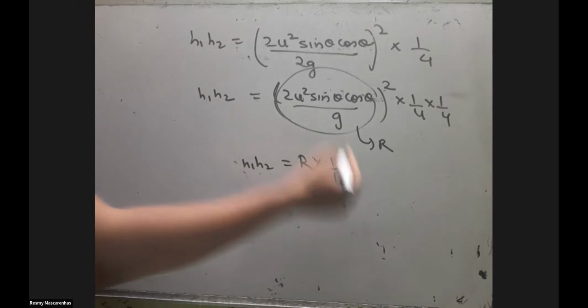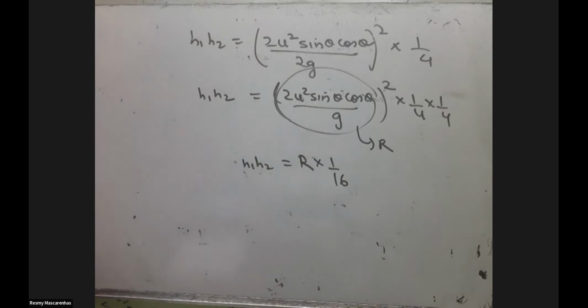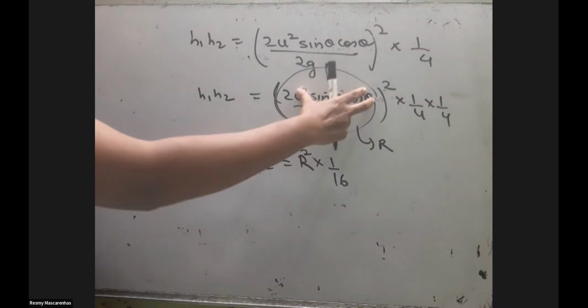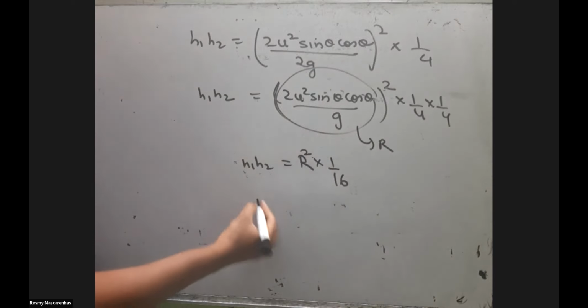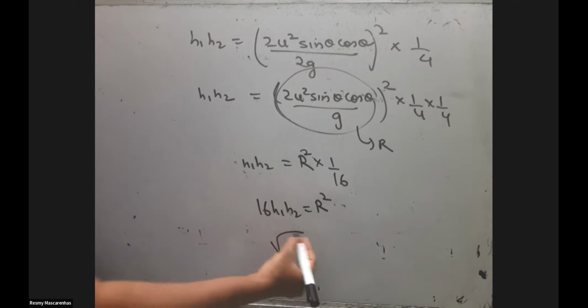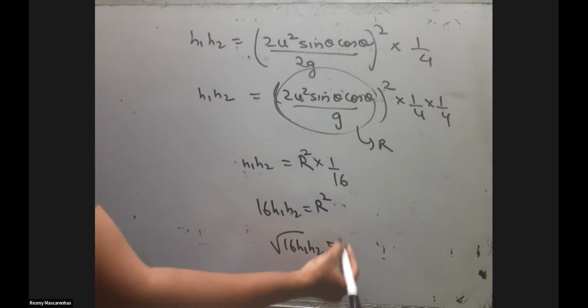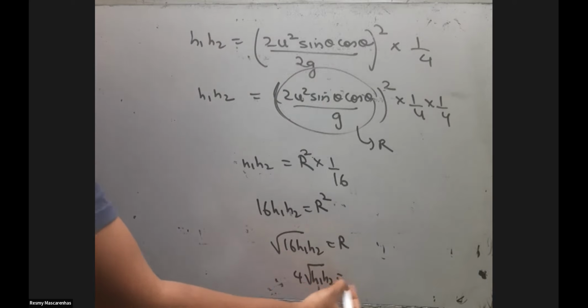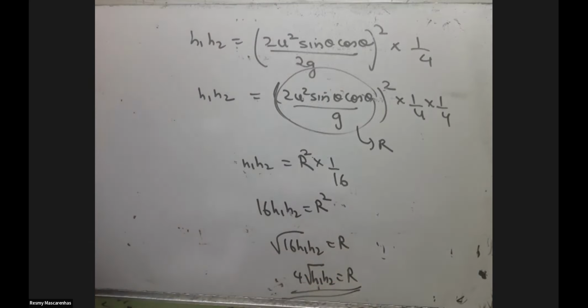This is 1 by 16. R square, no? This inside is R. Square is there. So take the 16 this side. Root of 16 h1 h2 would be R. So root of 16 is 4. That's the answer for the range: 4 times h1 h2.